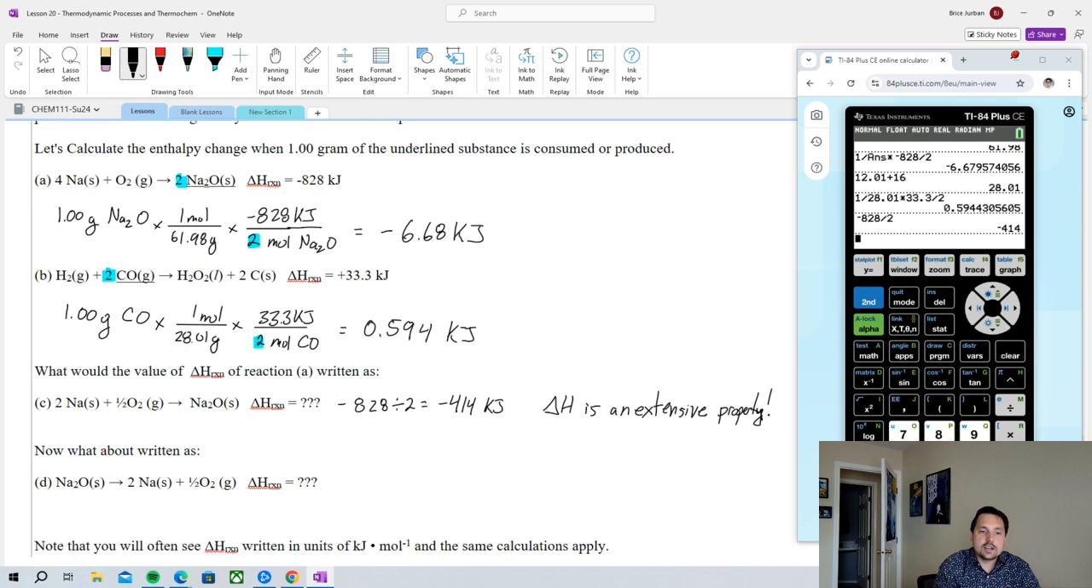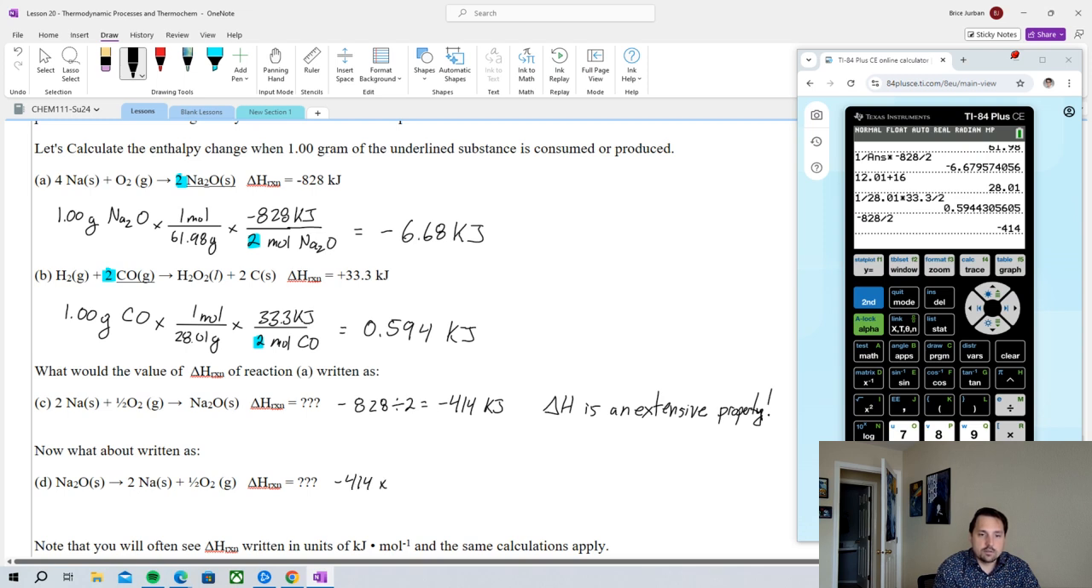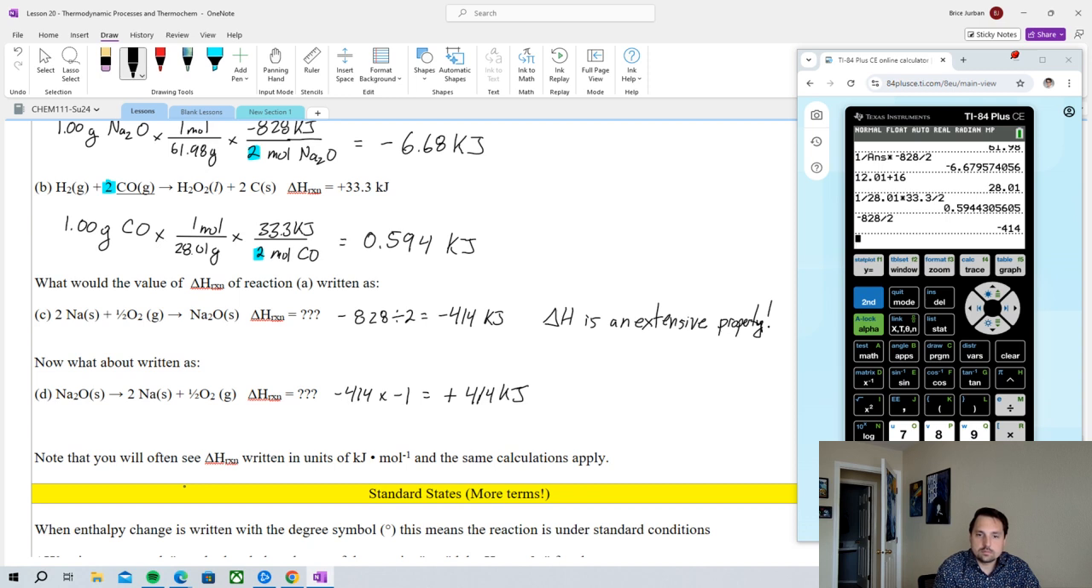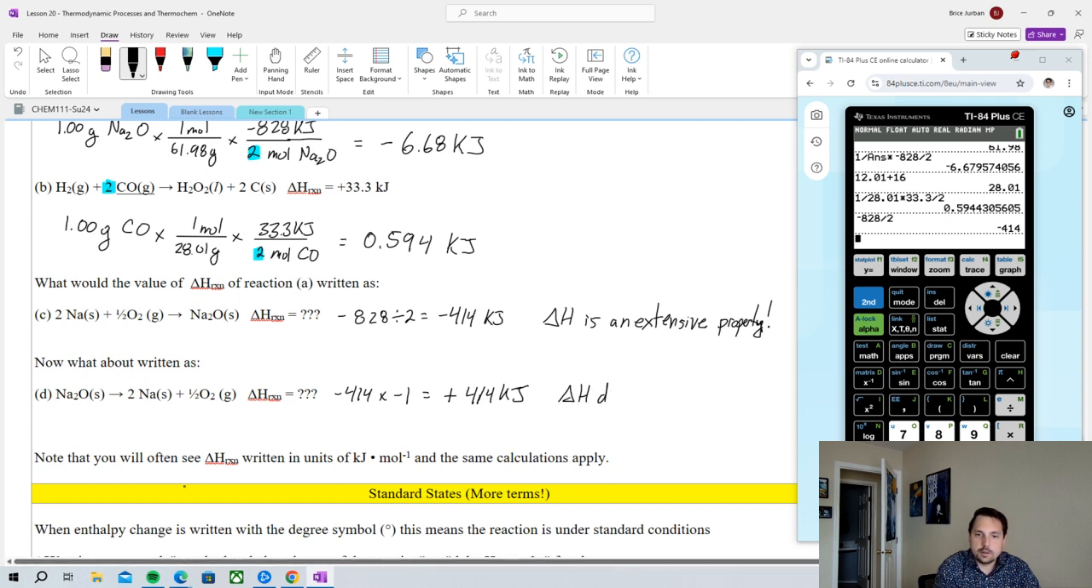Well, delta H of this reaction is going to be the opposite of it. So it's going to be negative 414, the value from above, times negative 1. So it's going to be positive 414. So this is the opposite process. So delta H depends on the direction of the reaction.